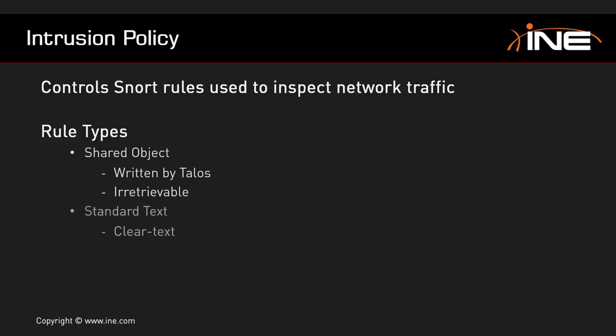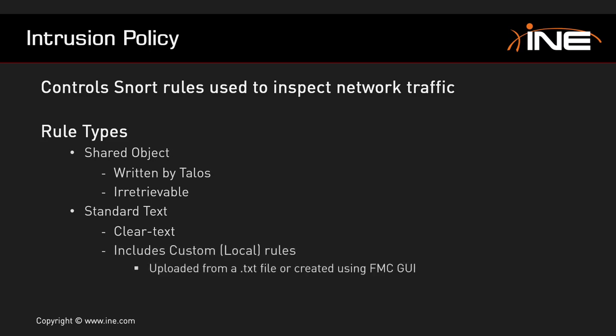And then you also have rules that are standard, which are reversible. This stuff you will be able to see when you edit the rule, and this is also where you can add your own rules. When you add a custom rule, like you upload a text file or use the GUI to build a rule, this rule is going to, of course, fall under the standard category because it is going to be written in clear. Plus, since the rule is custom, the system is going to tag the rule as a local entry. So whenever you see a local rule, it means that it was created by the user, not by Cisco.